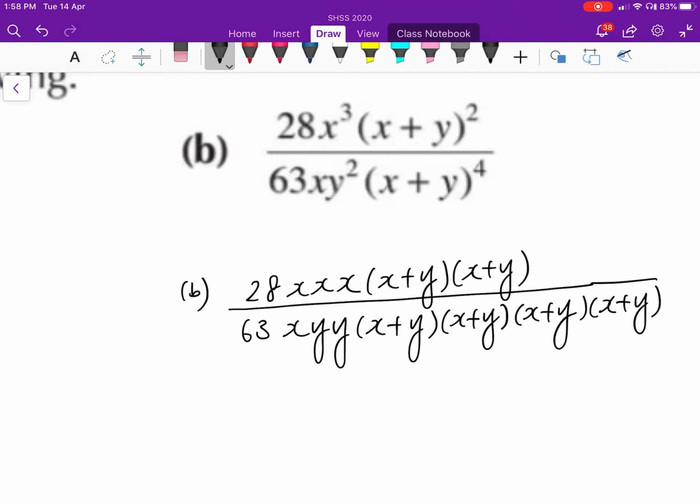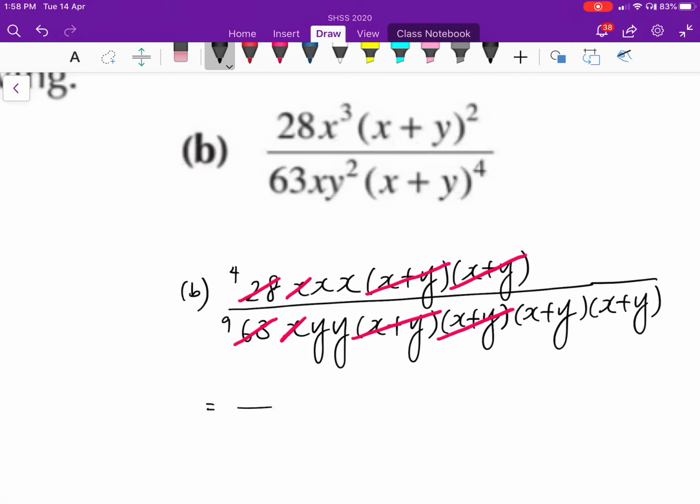Let's look at the common factors that we can divide on top and below. If you notice, I have x that is the same, so I can cross out x. The entire group x plus y is the same, so I can cross out the entire x plus y. And I have another x plus y that I can cancel out. Now, let's go to the numbers. 28 and 63, what can I divide by? I can divide by 7, divide by 7. If I divide by 7, this will give me 4. If I divide by 7, this will give me 9.